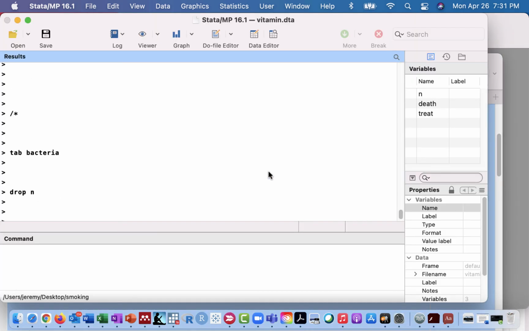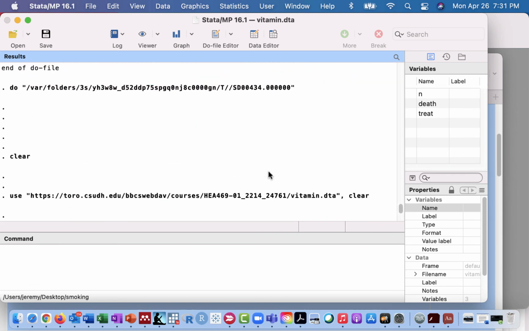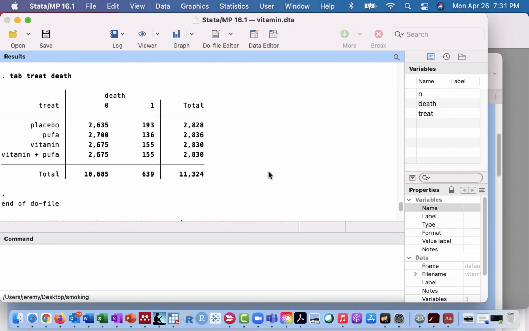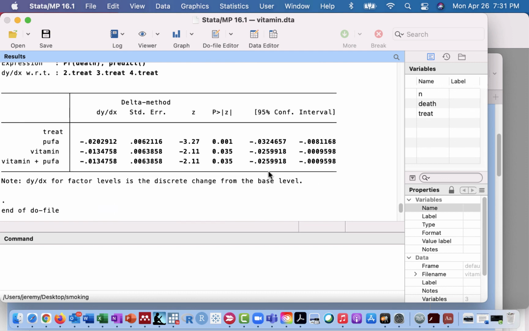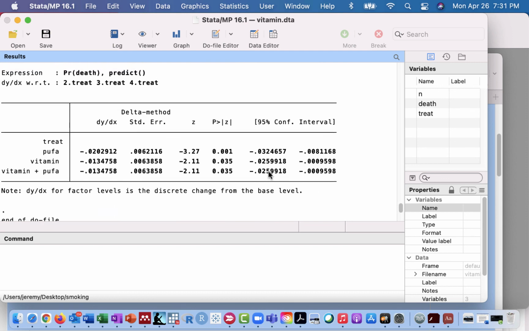So to review it, what do we have? I'll post the recording on Blackboard as well after class. 193 people died from placebo, 136 people died from PUFA, 155 people died from vitamin, and 155 people died from both. PUFA decreased the probability of death, vitamin decreased it, and vitamin plus PUFA decreased it. That's the dy/dx column. And all of the p-values are less than 0.05. That's the p greater than absolute value of z column. The confidence intervals, the ranges are all negative.